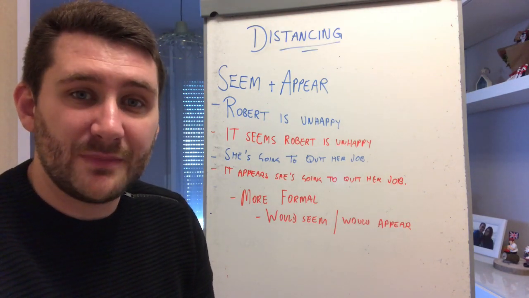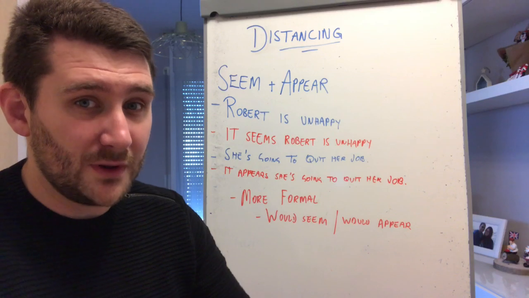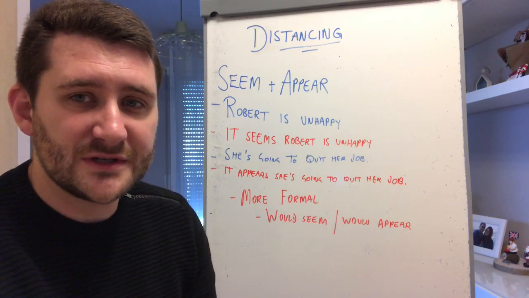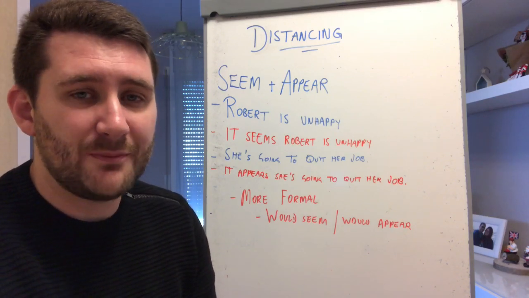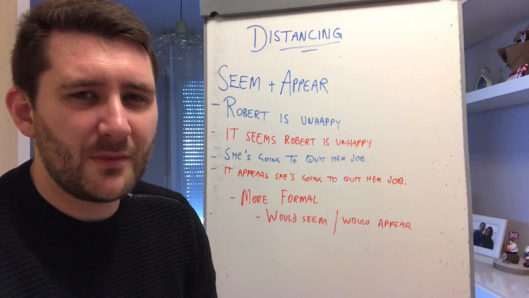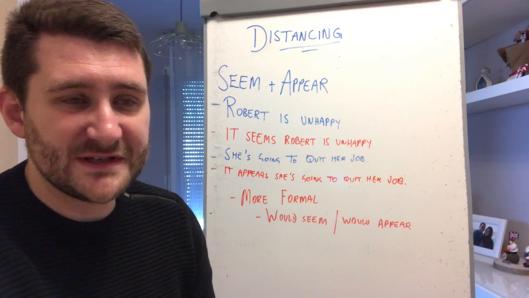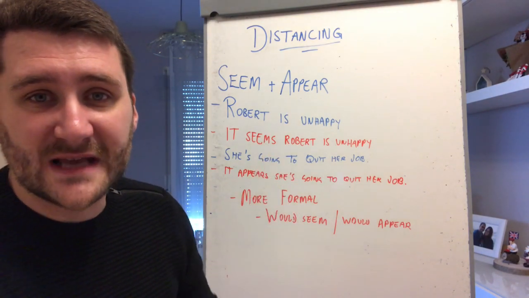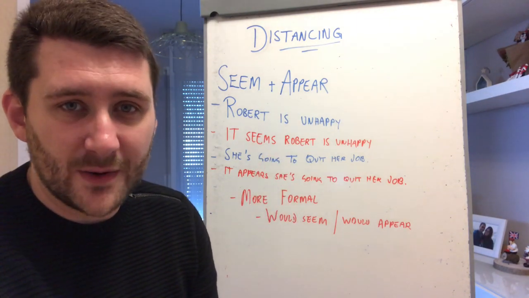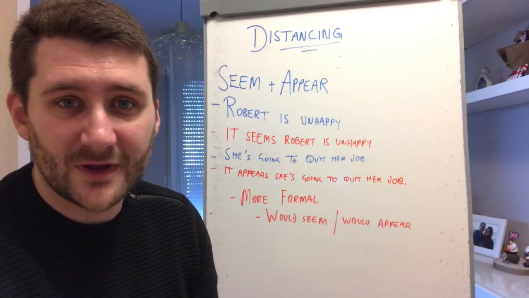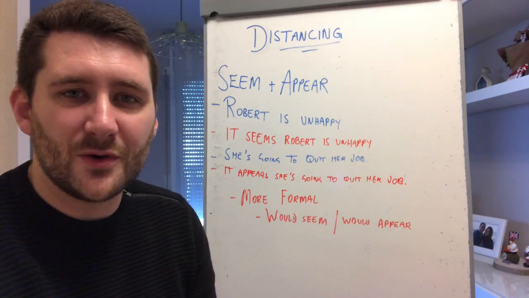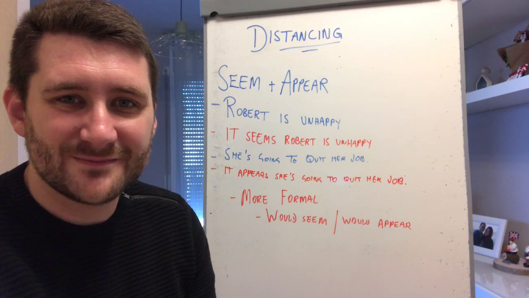Now, to make it a little bit more distant and a little bit more formal as well, you can use the structures would seem or would appear. Okay, you'd probably do this more in a written piece than actually speaking. Appear and seem, as I've done in the first examples here, they are probably going to be more for speaking. All right. Okay, so we're going to continue in just a couple of seconds.